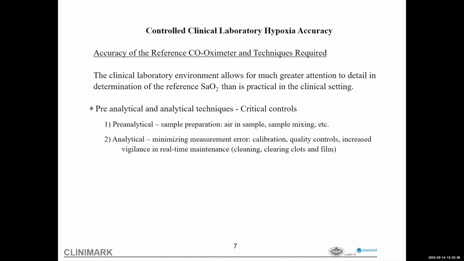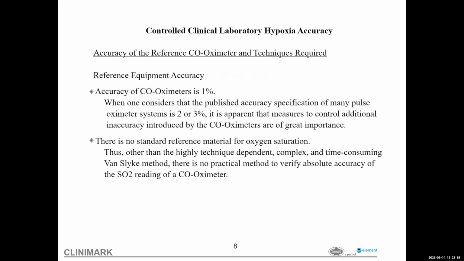And in the clinical environment, it's not as amenable to spending all this extra time with the reference co-oximeter device. Now, an interesting piece here is that the reference equipment accuracy, the co-oximeter, its accuracy is 1%. It's what's published in the two most widely used co-oximeters, which is Instrumentation Laboratory and Radiometer.